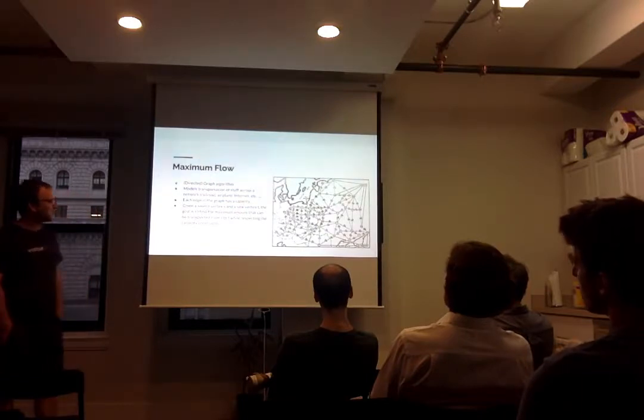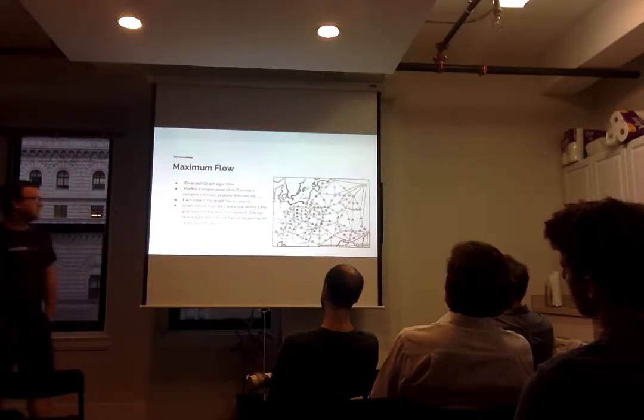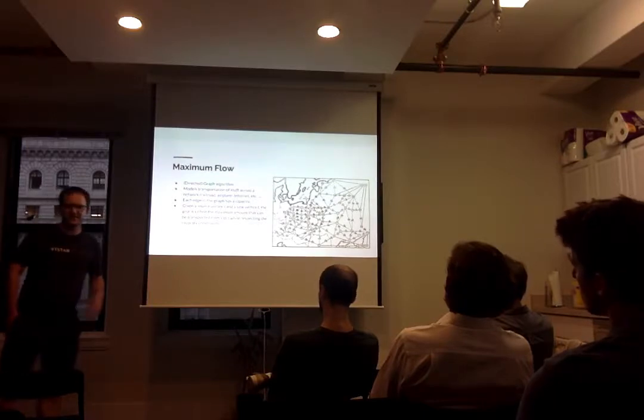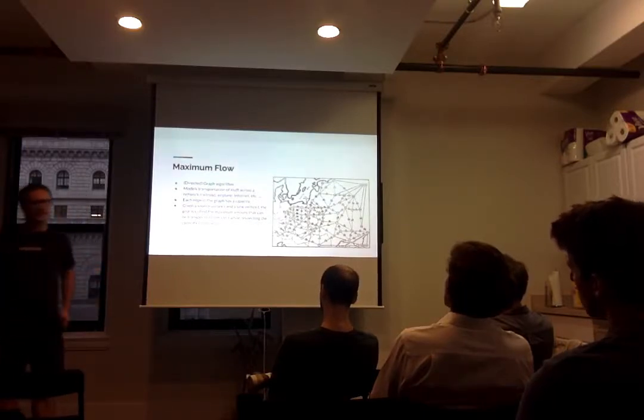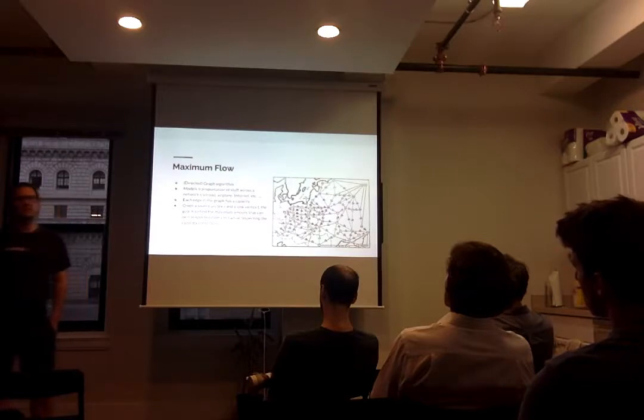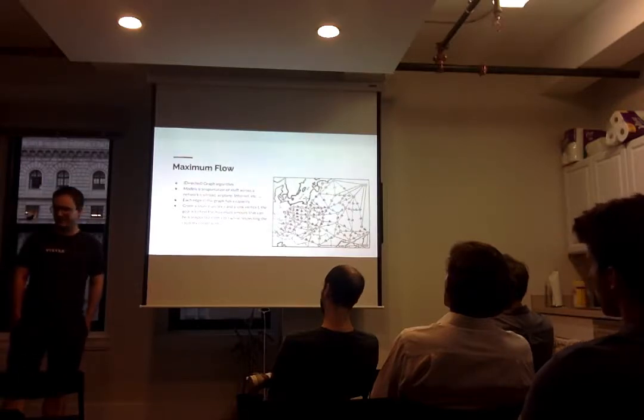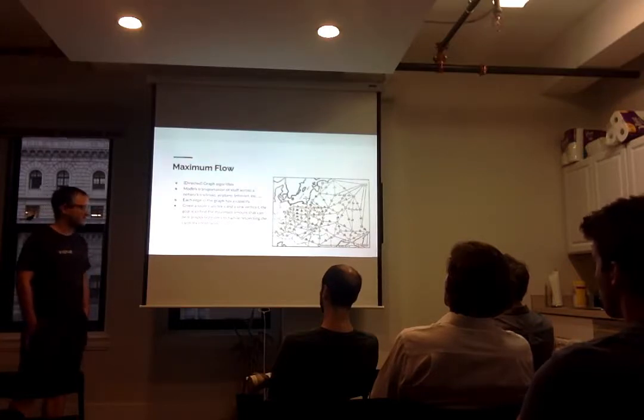Each edge in the network has a capacity, and then along with that network and capacity, you also have a source vertex and a sink vertex. So the goal of the problem is to push as much stuff from the source vertex to the sink vertex while respecting all of the capacity constraints.